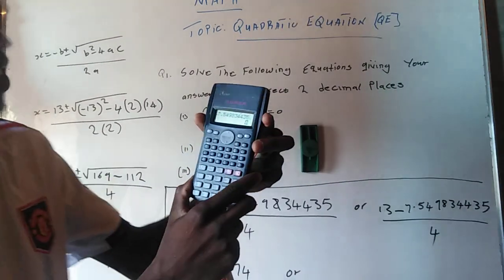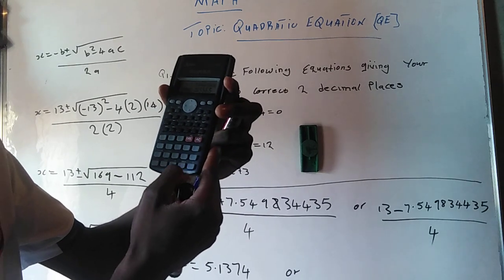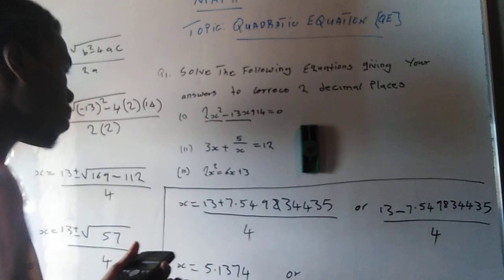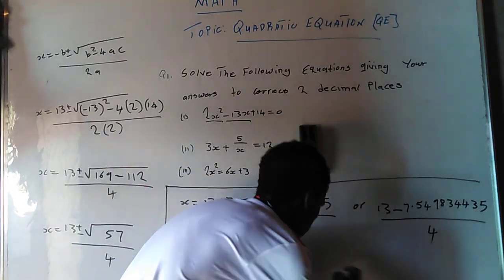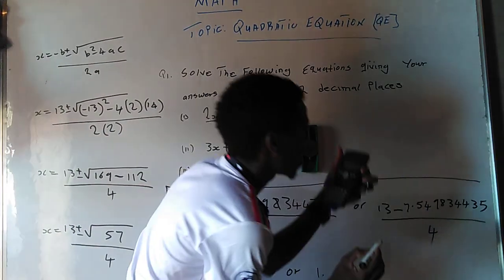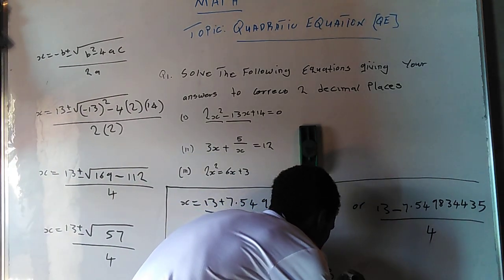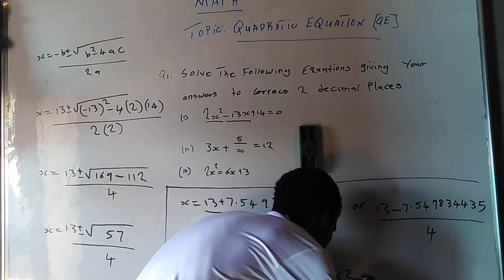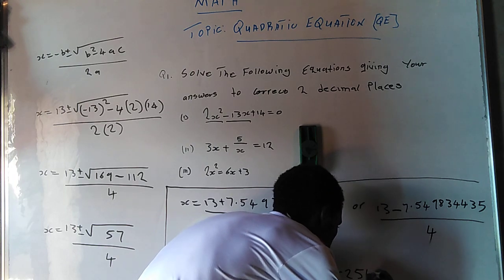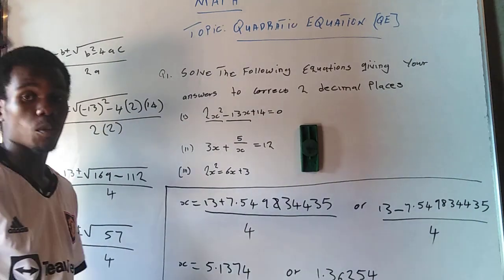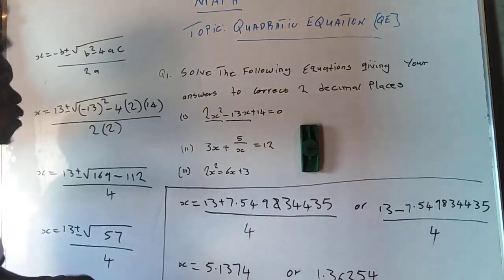So these are the numbers that I'm going to talk about. Divided equals, then divided by 4. So I'm going to come up with 1.3625. From there, I'll round them off to 2 decimal places.